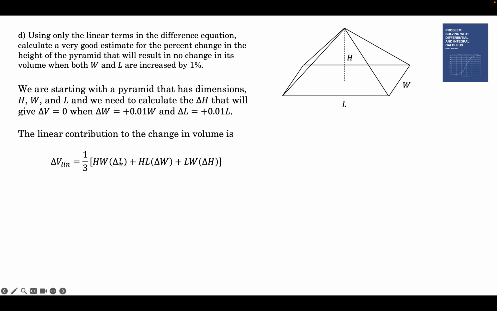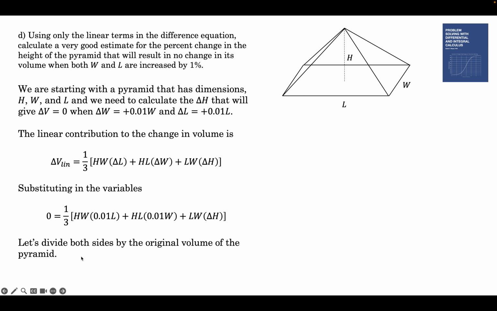What do we plug in for delta L? We plug in 0.01 L. So we have no numbers for anything. We just have percentages. We're solving for delta H. Delta V is 0, delta L is 0.01 L, delta W is 0.01 W. Now we can divide both sides by the original volume of the pyramid. So we have HLW here, HLW here. So here's what it looks like. The left-hand side is still 0 when you divide by 1/3 HWL. So the 1/3 will cancel.